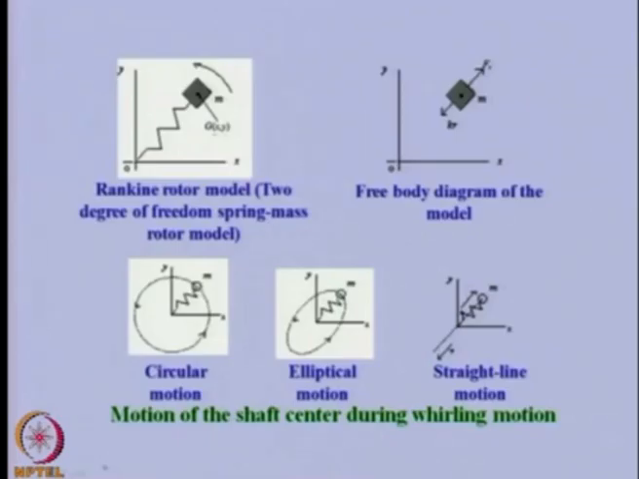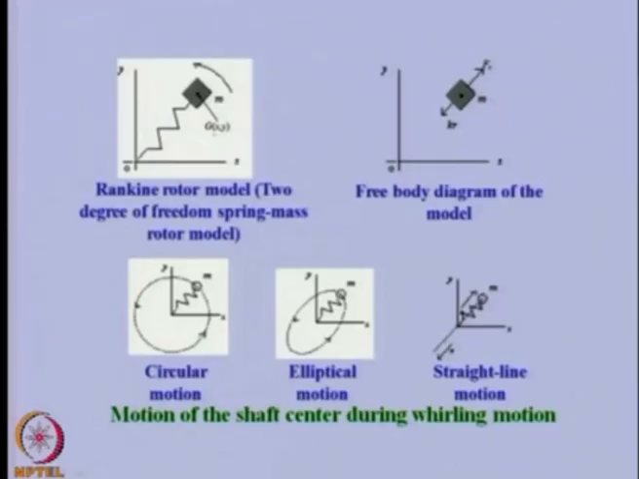His analysis had some flaw, as we will see in subsequent slides. This is the Rankine model, in which he considered a rotor as a mass supported by a spring. The spring had directional change in the stiffness, and because of this, the rotor will have some orbit depending upon the stiffness of the spring. It can be either a circular motion or an elliptical motion. If there are cross coupled terms and asymmetry in the support, it can have an elliptical orbit, or in an extreme case the ellipse can become a straight line motion.